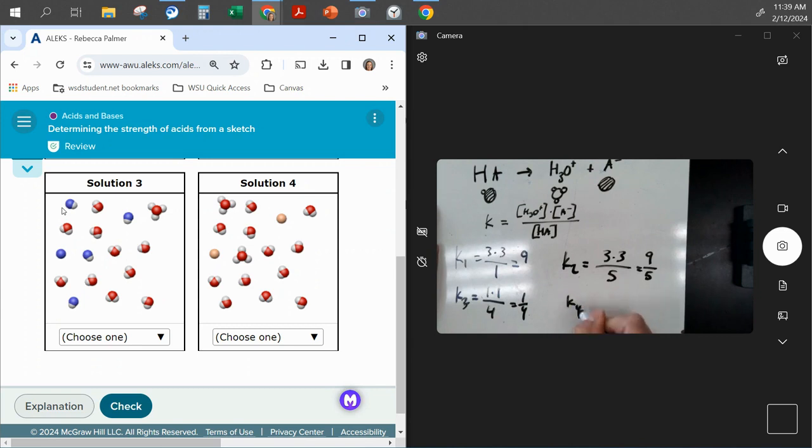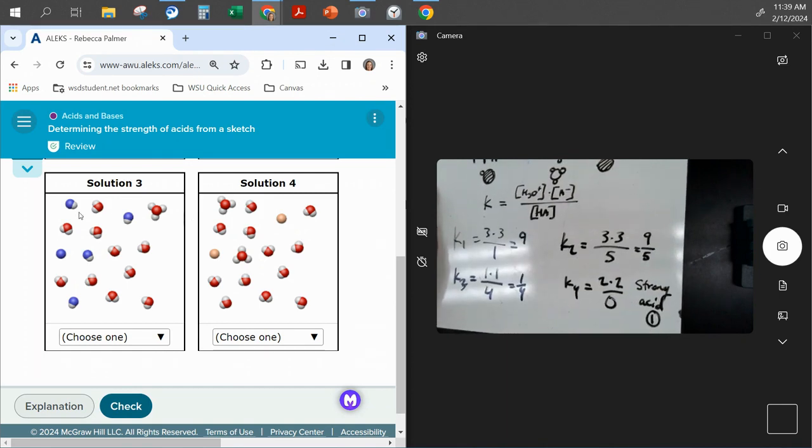And then the last one is K4. We're looking for hydronium, 1, 2. We're looking for the conjugate base without hydrogen, 1, 2. Now we're looking for the original acid, the conjugate acid with hydrogen. None of those, 0. So if all of them have dissociated, that's going to be a strong acid. So that's going to give us a number 1, strongest acid.